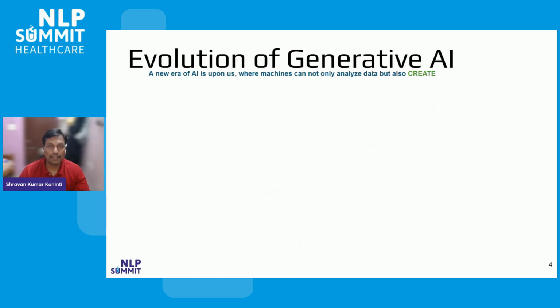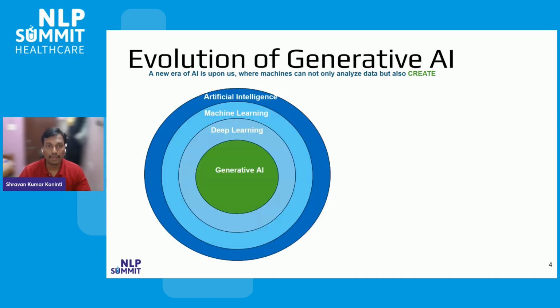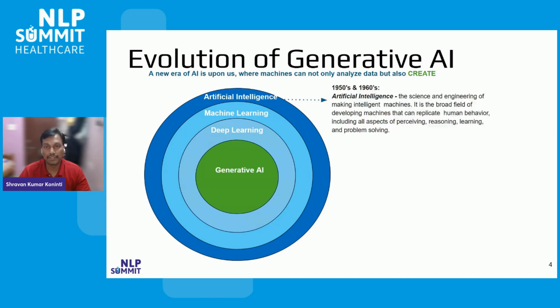So let's look at the evolution of generative AI. At present, we are at a stage where machines can not only analyze data, but can also create it. They can create images, text, and videos as well. If you look at the evolution, it all started with artificial intelligence in the early 50s and 60s. It's basically all about making intelligent machines, and it comes under the broader field of developing machines that can replicate human behavior. It includes all the aspects of reasoning, learning, and problem solving.